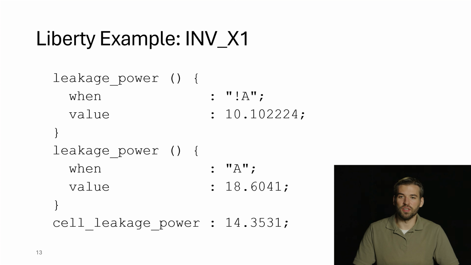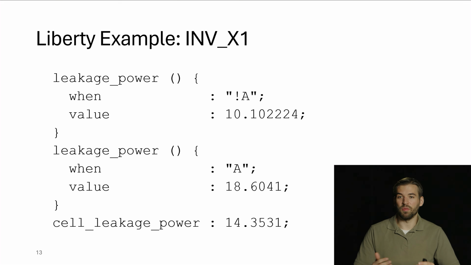Next, we have some power statements specifically for the leakage power. So this is a specific type of power which is drawn when your master isn't actually doing anything. It's not transitioning from one state to another or transitioning the outputs. So there's a when and a value property. The when is going to be a Boolean expression. In this case, the first one is not A, and the second one is the opposite, A. So it tells you whatever the state of A is, it can give you a value for either one of those. And then the value is either 10 or 18.6.